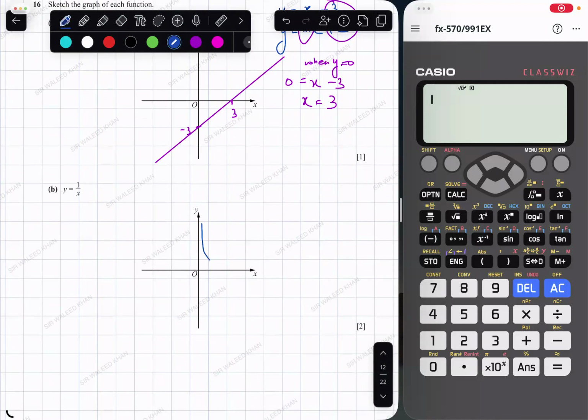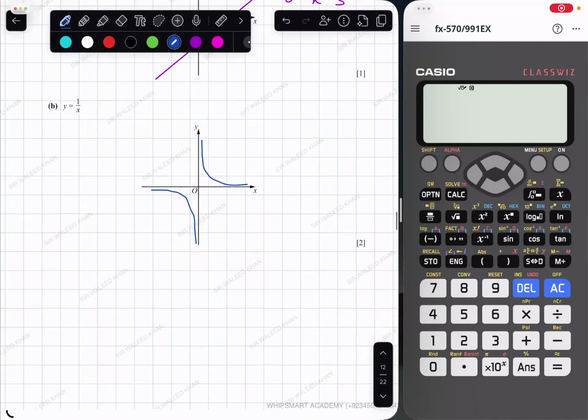This one we have already studied. It will be avoiding the x-axis and the y-axis, asymptotes, like this.